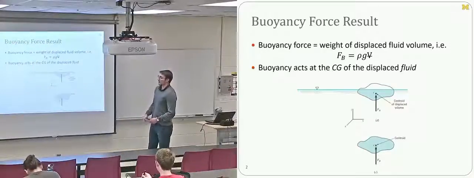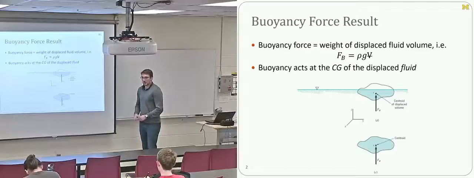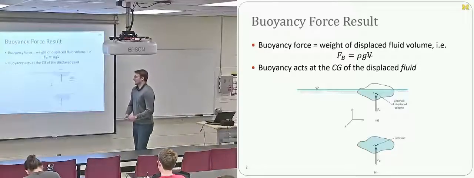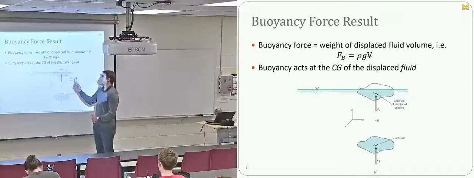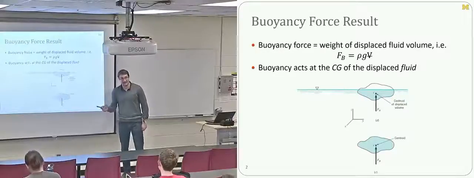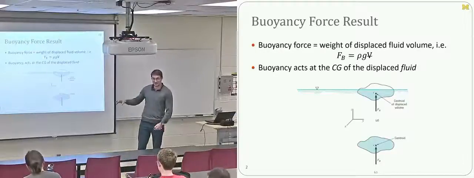What Archimedes didn't get to, and what's probably more important to guys that design ships, is where that buoyancy acts. By definition, the buoyancy has to act at the center of gravity of the displaced fluid. Now this is different than saying it acts at the center of gravity of the item that displaces the fluid, right?